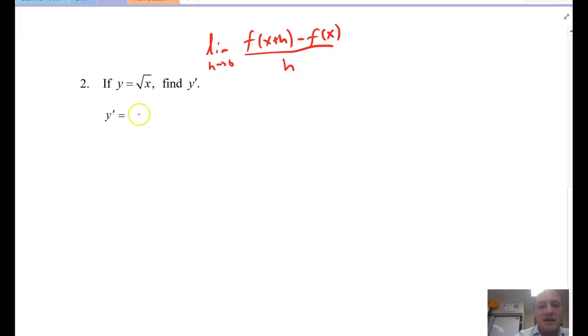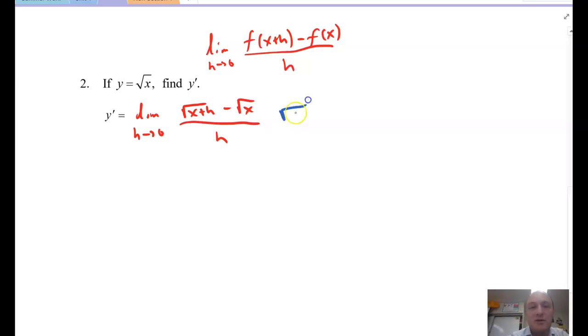What we get is the limit as h goes to 0, and I'm going to drop in my function. So I have the square root of x plus h minus the square root of x all over h. I want to take the limit as h goes to 0. However, notice again, I have the h in the denominator. If that's 0, I can't divide by 0. So what we're going to do is multiply by the conjugate.